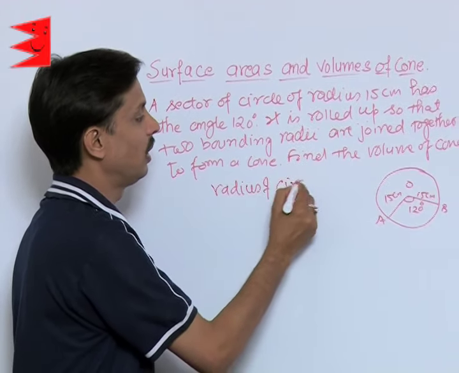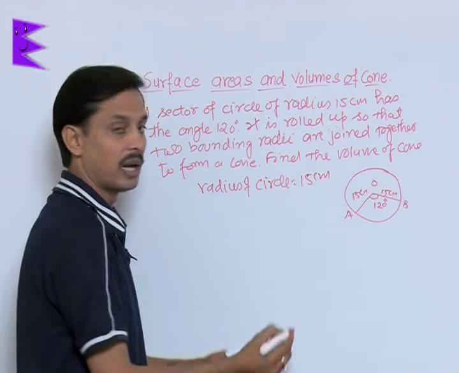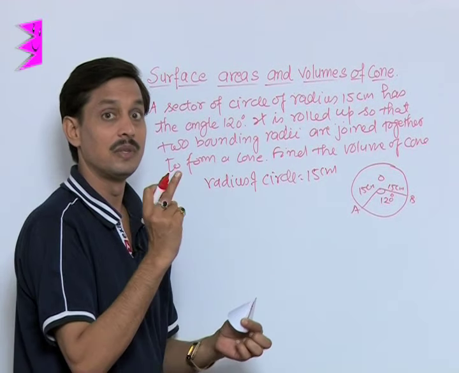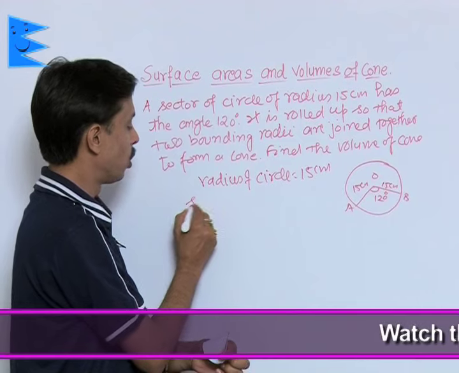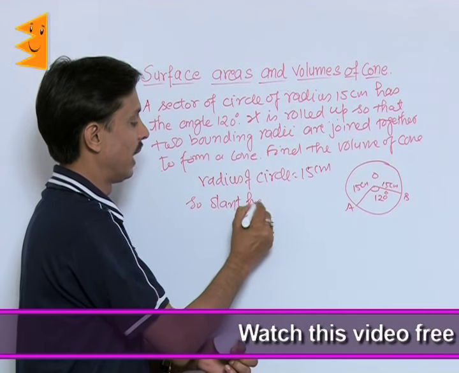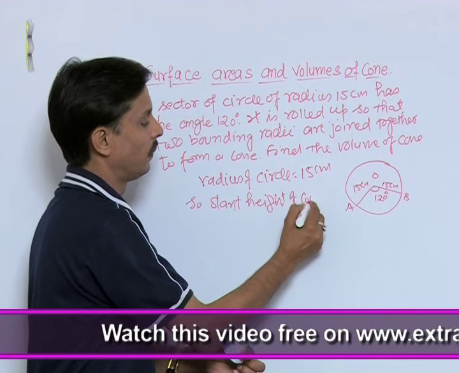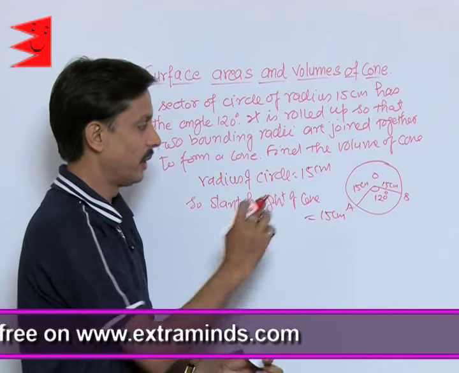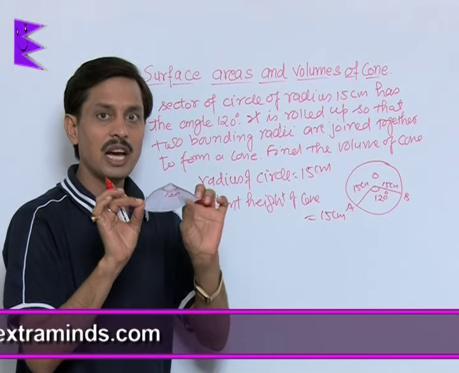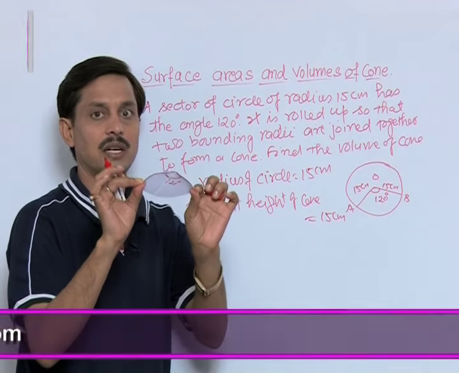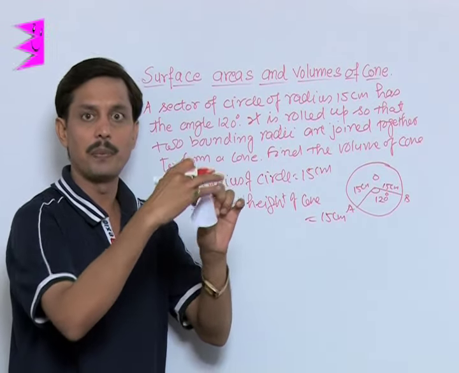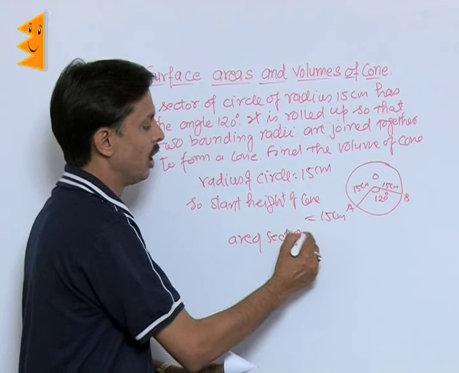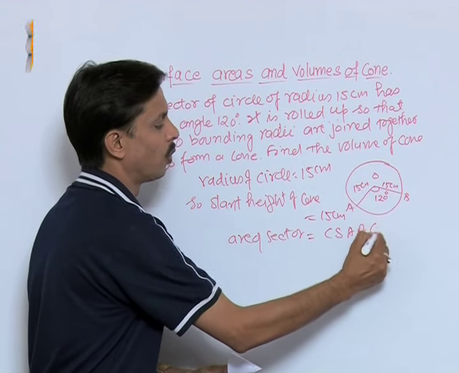radius of circle is 15 centimeter, and you know that the radius of circle converts into the slant height of the cone. So slant height of cone is equal to 15 centimeter. Agreed. Also the area of this sector is the same as the area of curved surface of the cone. So area of sector is equal to CSA of cone.